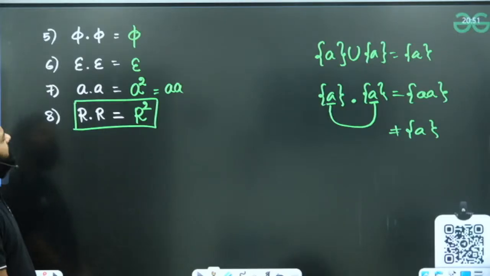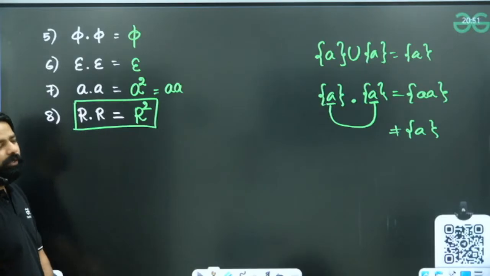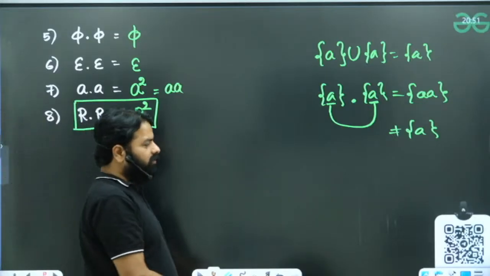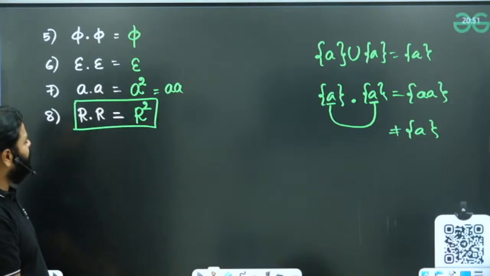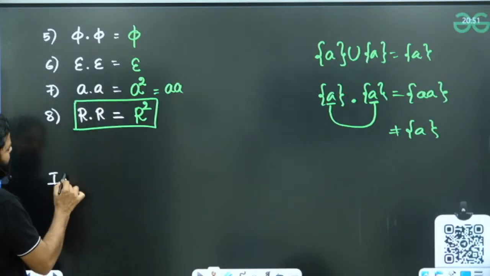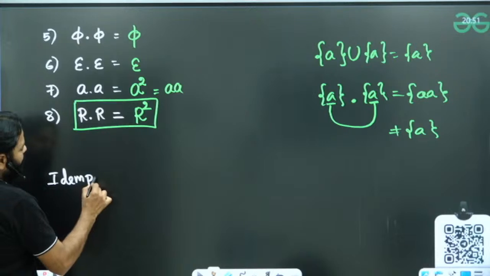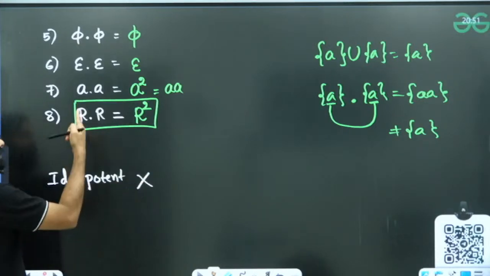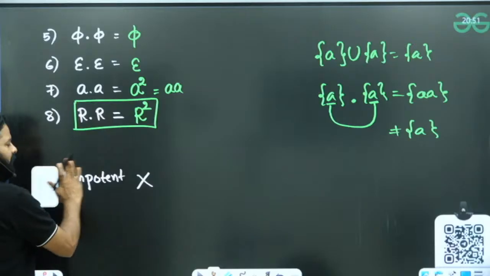Now this dot operator cannot be idempotent because R dot R may or may not be equal to R. So this property fails for the concatenation. The idempotent property fails for the dot. Okay? Concatenation is not idempotent.